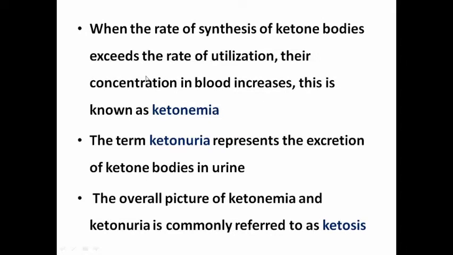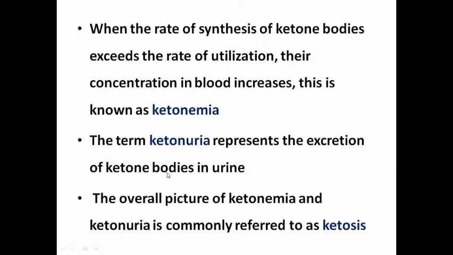Next, if the rate of synthesis of the ketone bodies exceeds, that means if the blood concentration is increased, that term is known as ketonemia. What is ketonemia? Ketonemia means if the ketone body synthesis is increased, the concentration of the ketone bodies in the blood is increased. That condition is known as ketonemia.